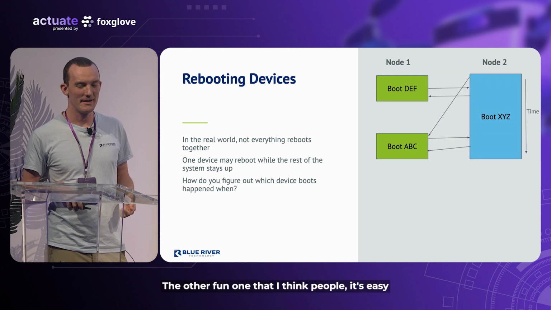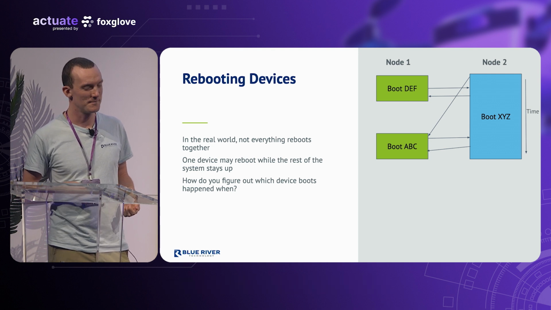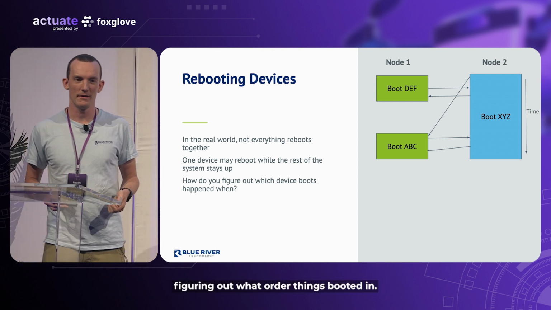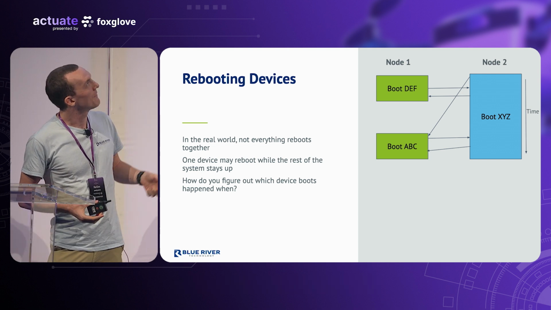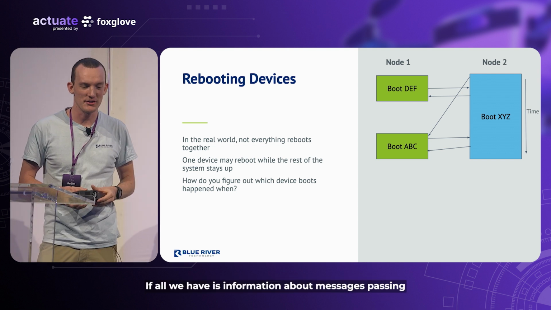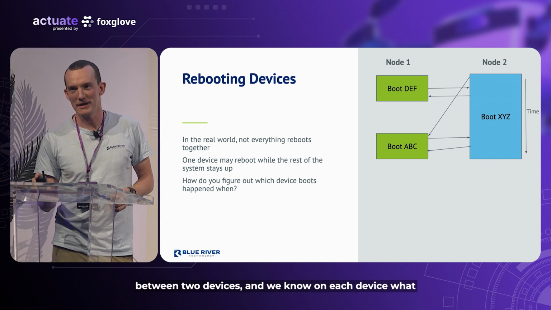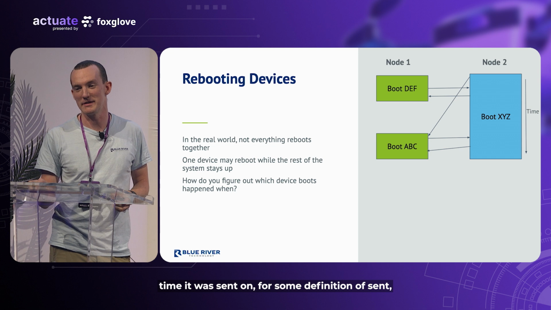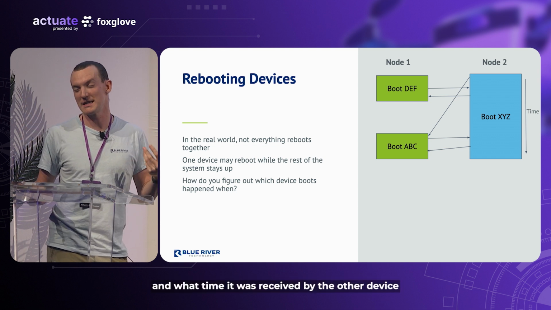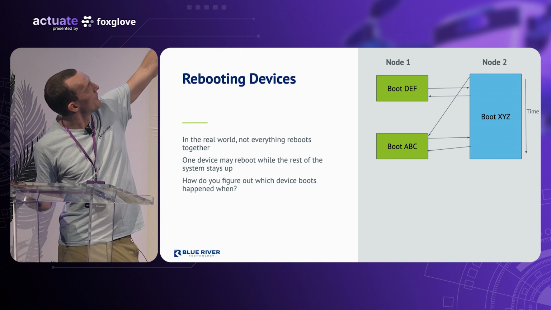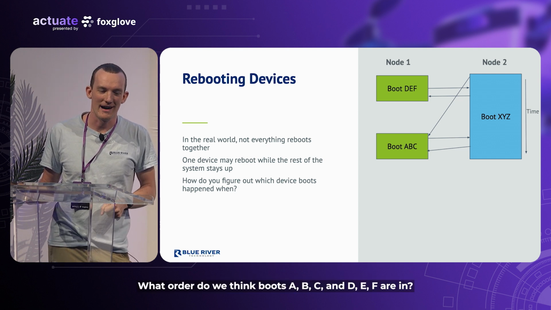The other fun one that I think is easy to assume is easier to solve than it really is, is figuring out what order things booted in. So if all we have is information about messages passing between two devices, and we know on each device what time it was sent on, for some definition of sent, and what time it was received by the other device, what order do we think boots A, B, C, and D, E, F are in?